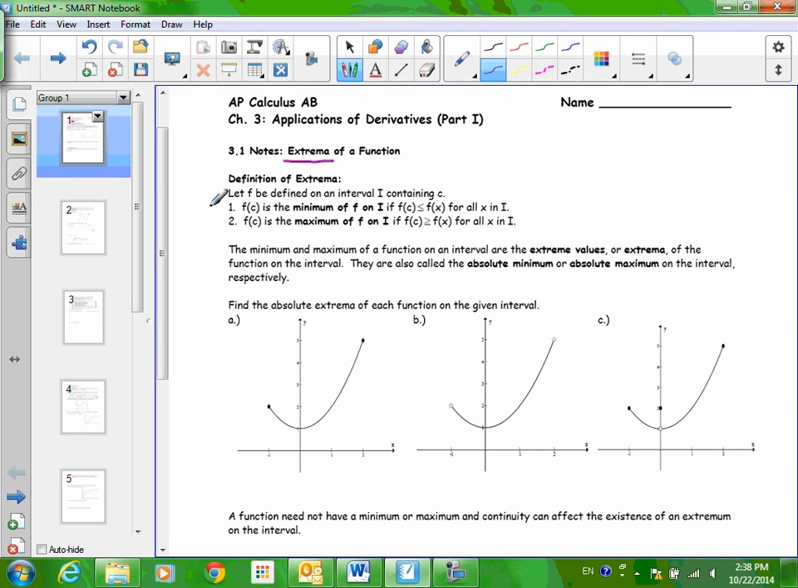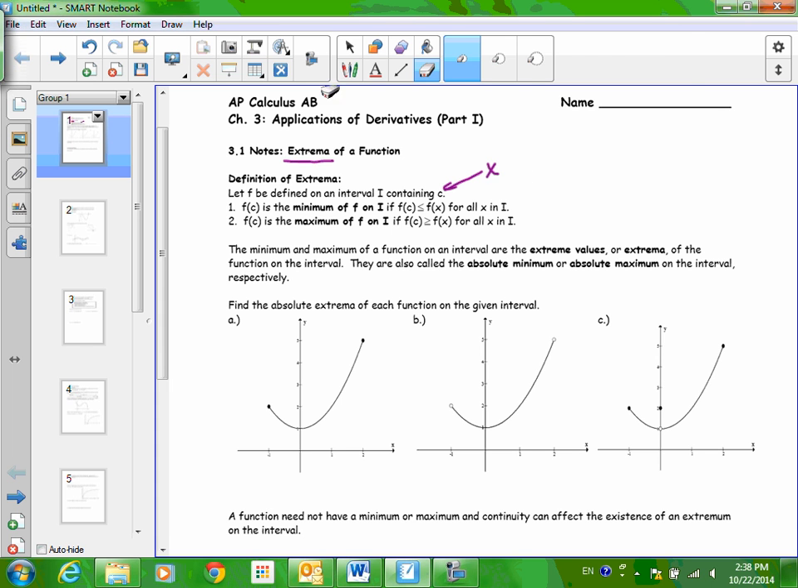So we're going to define it. Let f be defined on an interval I containing c. Now, do you think c is an x value or a y value? If it's on an interval, what are intervals of, x or y? If I said something is happening over the interval 0, 2, it would be for those x values. So c is an x value.